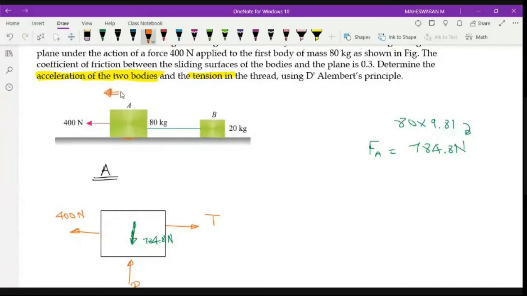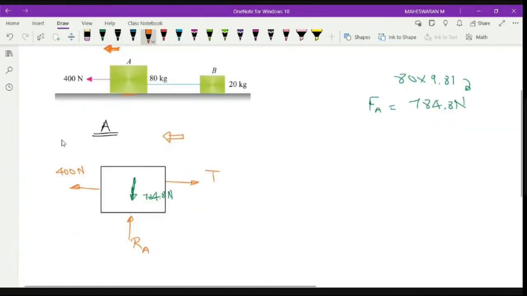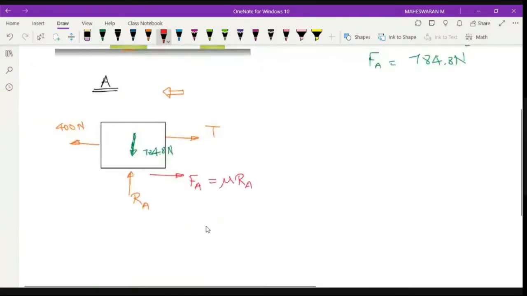This is my force, and this is my movement, it is moving like this. Since you have a movement along this direction, your friction force will be in the opposite direction. So you have a friction force FA here. This FA is nothing but mu into RA. Mu is already known, which is 0.3. So FA is 0.3 into RA.